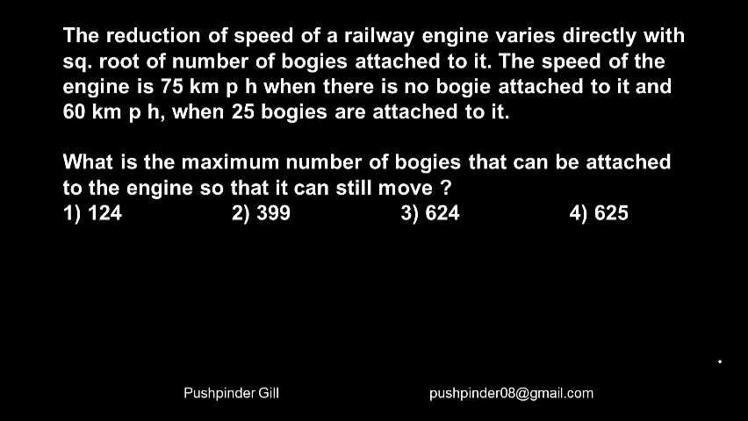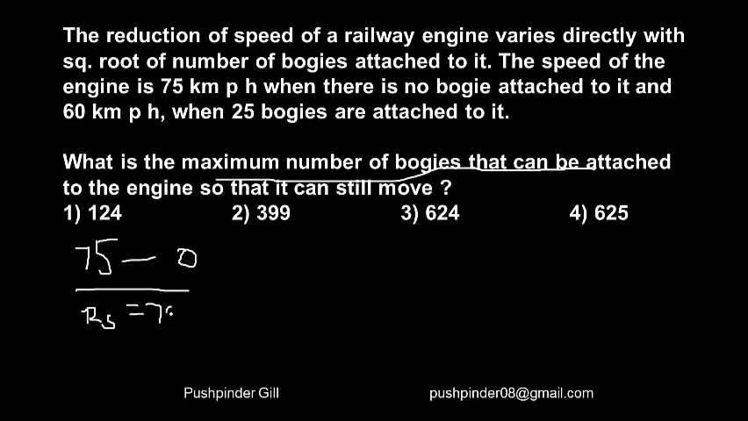Okay, the reduction of speed of a railway engine varies directly. Now, this is the same question, but here he's asking what is the maximum number of bogies that can be attached so that the engine can still move. So let's try to do one thing. Let's bring the engine to a halt. From 75, let us reduce the speed down to 0. So my reduction in speed would be 75.